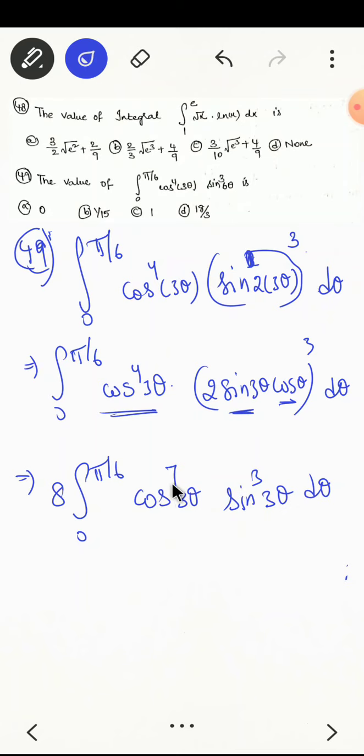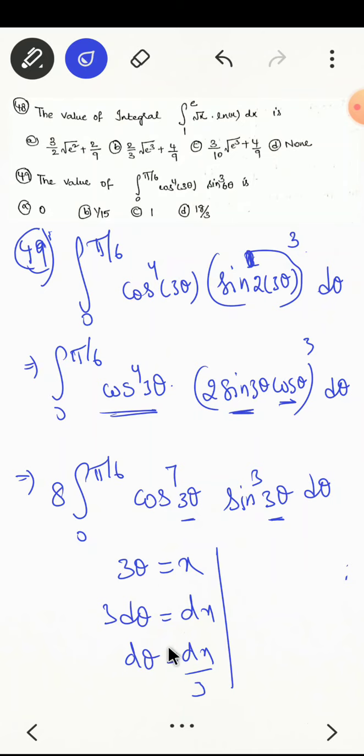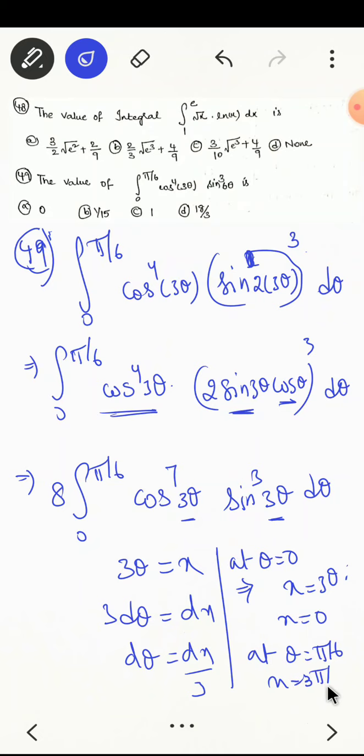We can apply the formula when cos power m x and sine power n x are there, but here we have 3 theta, so let us assume 3 theta equal to x. Then 3 d theta equal to dx, then d theta equals dx by 3. If we change this assumption, then the limits will also change. At theta equal to 0, x equals 3 theta, so x will be 0. And at theta equal to pi by 6, x equals 3 pi by 6, so x will be pi by 2.